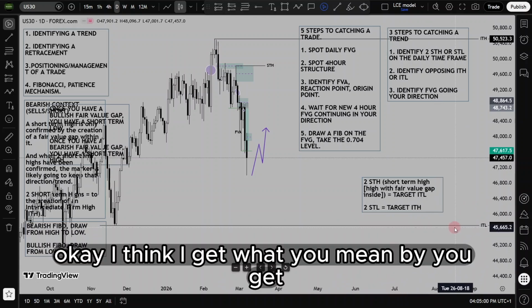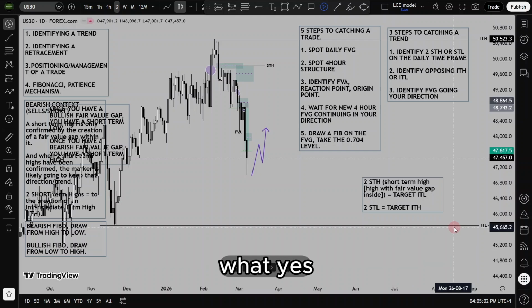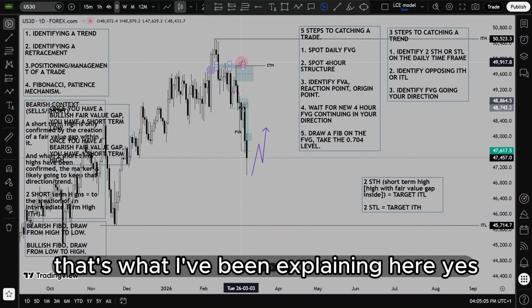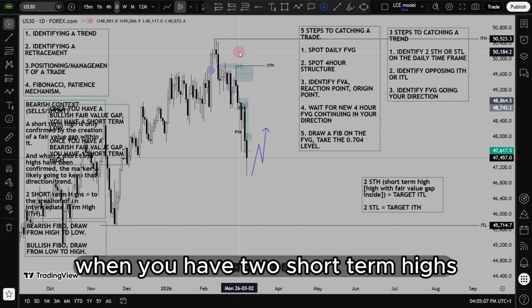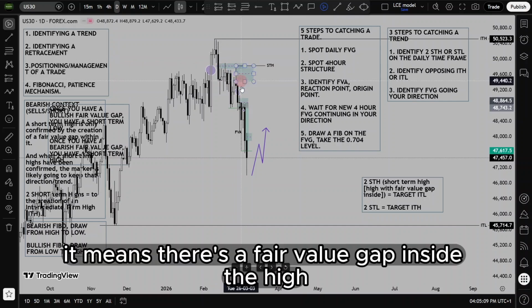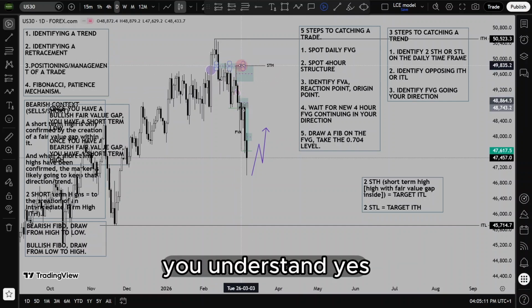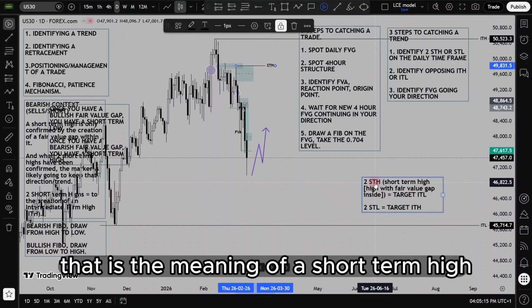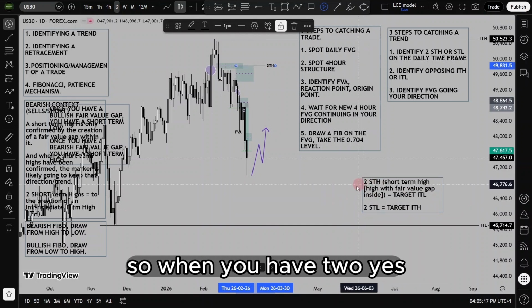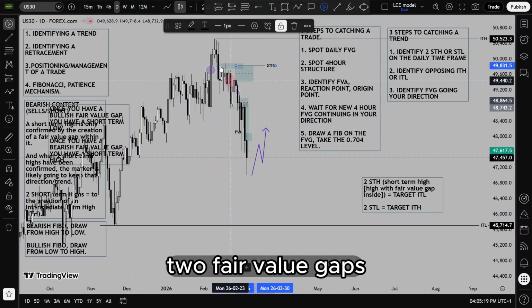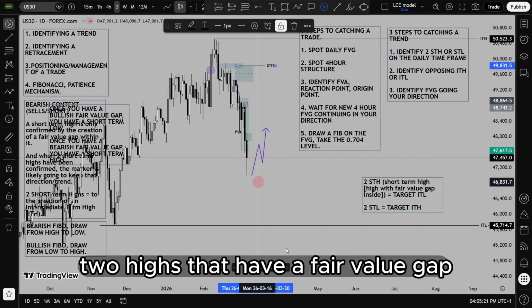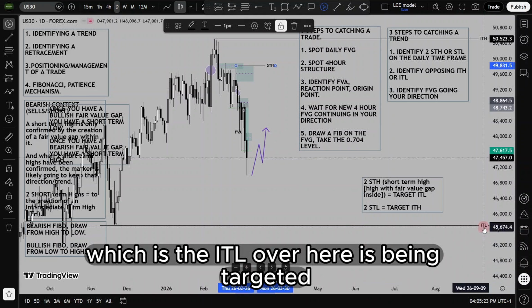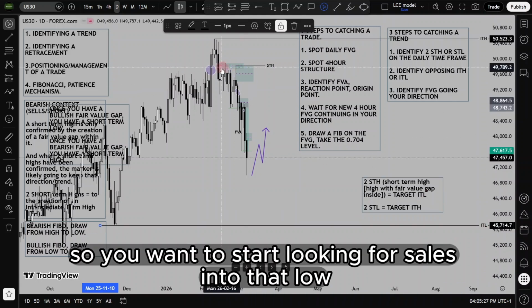Okay, I think I get what you mean by short-term high. When you have two short term highs, it means there's a fair value gap inside the high. You understand? Yes, a high with a fair value gap inside. That is the meaning of a short term high. So when you have two highs that have a fair value gap, it means the intermediate term low, which is the ITL over here, is being targeted. So you want to start looking for sales into that low.